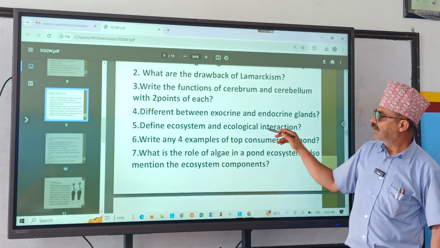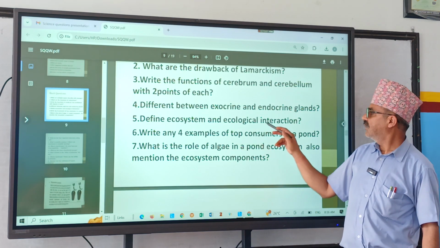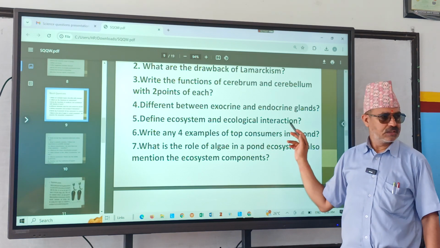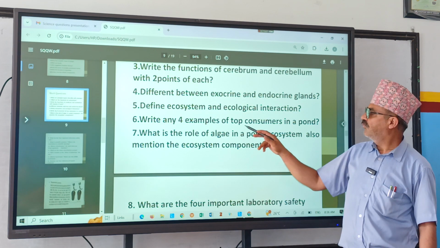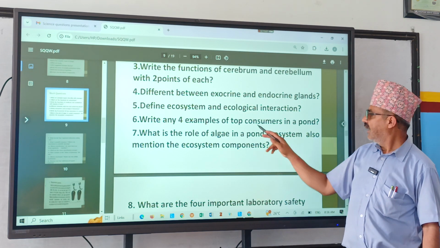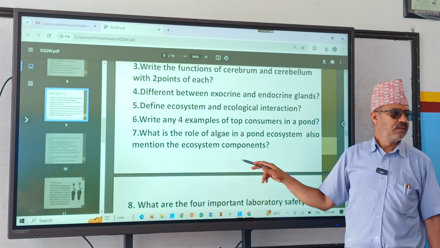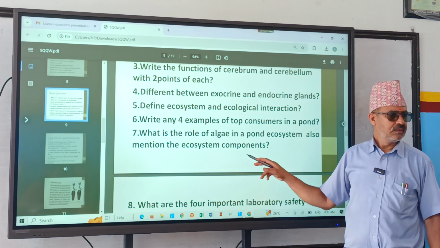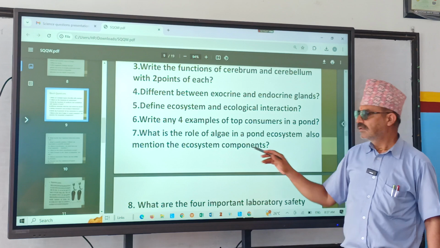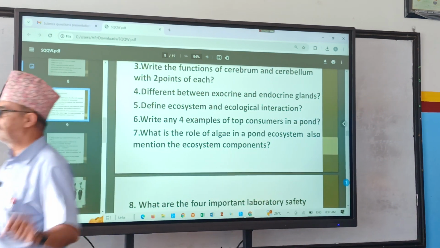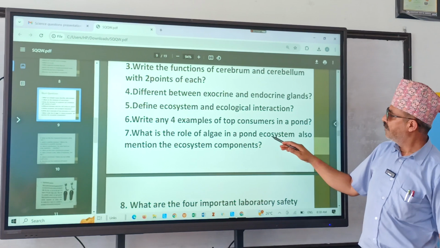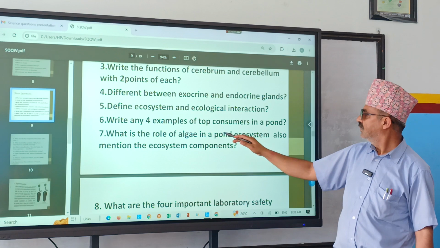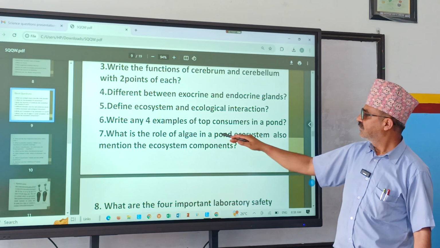Right? Number 5. Ecosystem and ecological interaction. Give the definition of ecosystem and ecological interaction. Write any 4 examples of top consumers in a pond. I think these questions are related. Here also one pond we have to discard like that, right? I think in grade it is like that. No, it is okay. Yes, sir. So 5 is okay. 6 cancel.